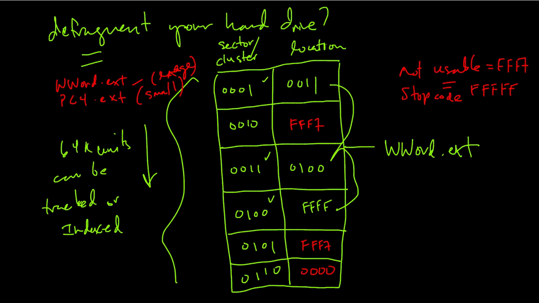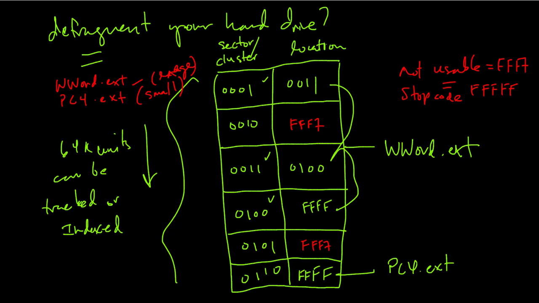Okay, now we'll come back and we'll write the second file, pc4.ext, here. Okay, so we'll write here, since it's a small file, it's only going to take up one cluster. All right. So we'll call this F, F, F, F, and label this one as pc4.ext.